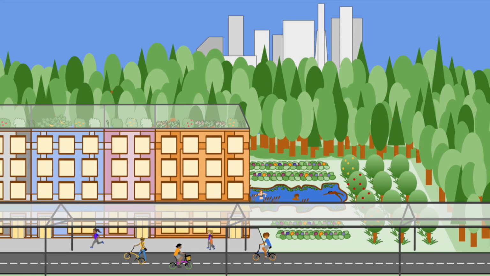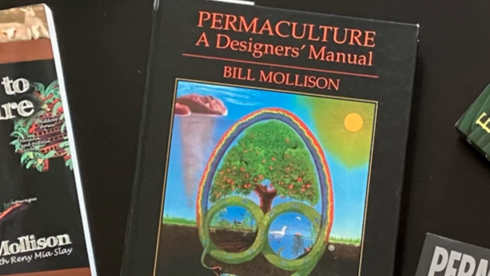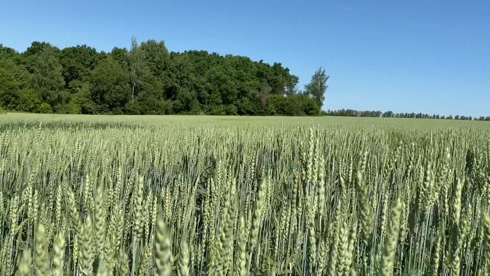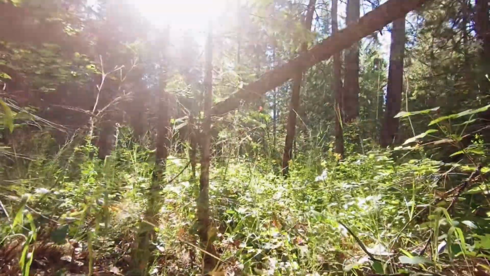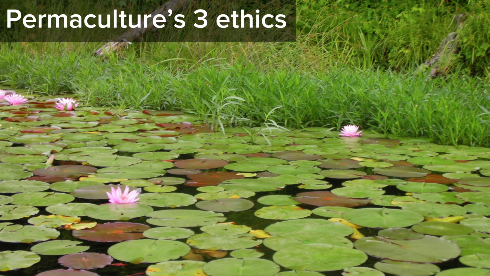Edenicity is based on a vast design discipline called permaculture, so let's review some of its core concepts. Permaculture is applied ecology. It strives to meet our needs by mimicking natural landscapes that have been self-sustaining for millions of years. Permaculture has 3 ethics.